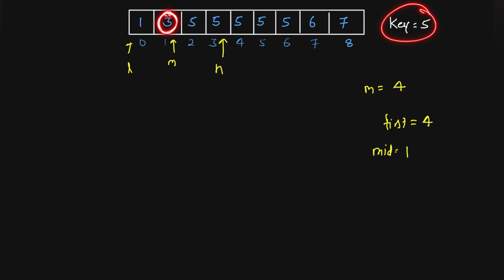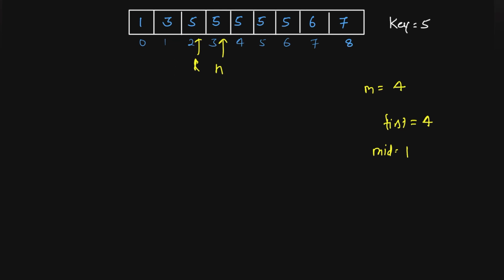Now I will check, is my 3 less than 5 or greater than 5? My 3 is less than 5, so I have to check to the right of the 3. So I will simply take this low to the right of mid, over here. I will erase this low from this side and bring it to the right of mid. So my low will come over here and my mid will change now.